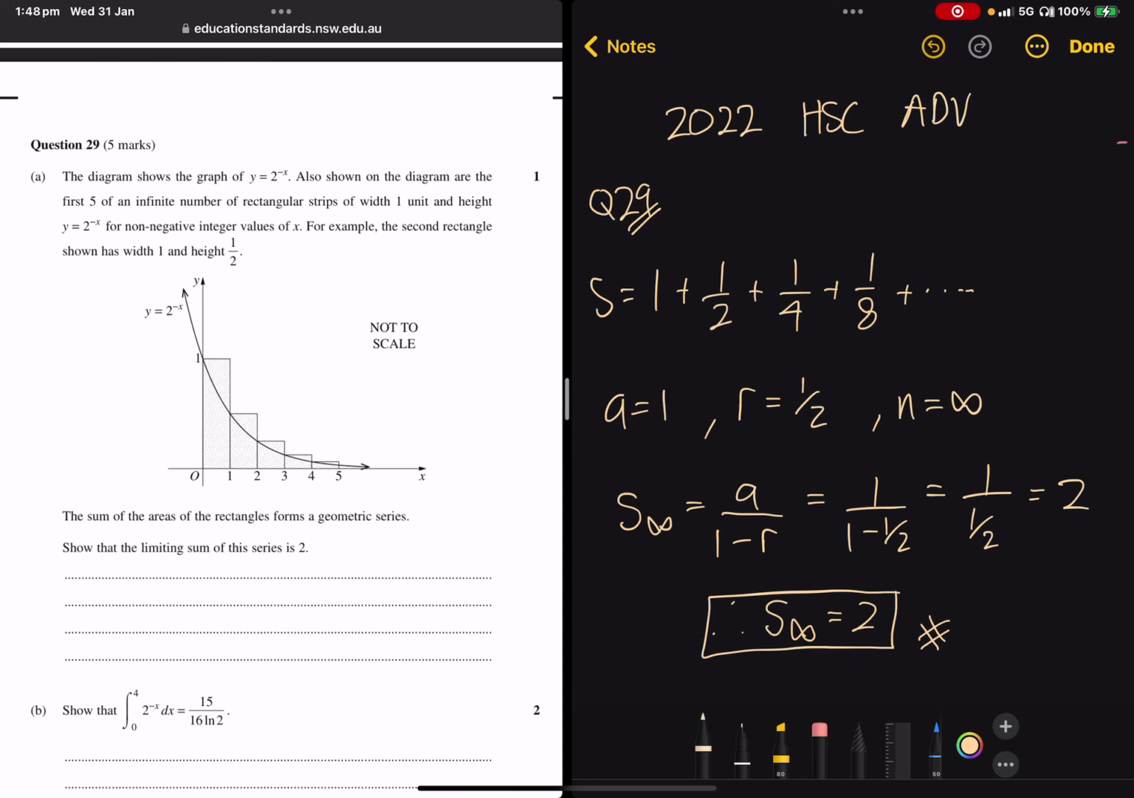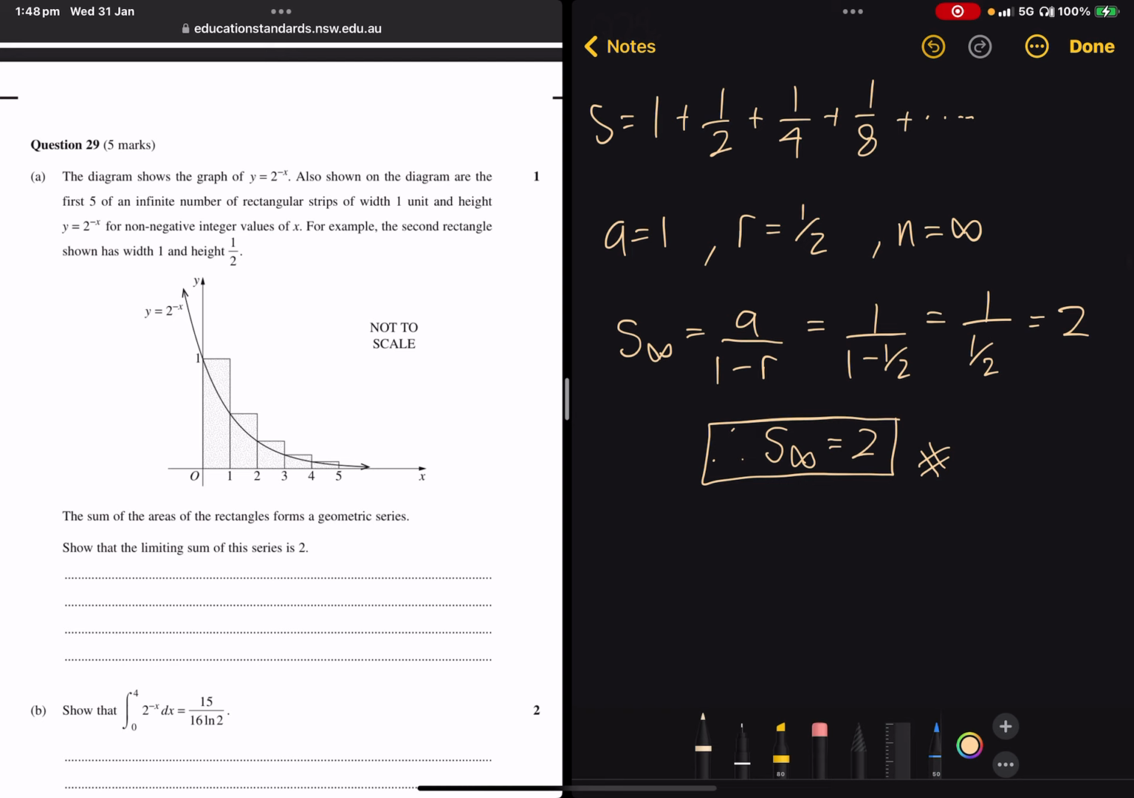This could have also been done geometrically, by the way. So you could have drawn a square that had area 1, and then a rectangle which had area half, and then a square of area quarter, then a rectangle of area eighth, and then a square of area sixteenth, and so on. And you can see as we continue this pattern onwards, it's going to fill up the space of 2 squares, 2 units. So this is a geometric way of interpreting this kind of limiting sum.